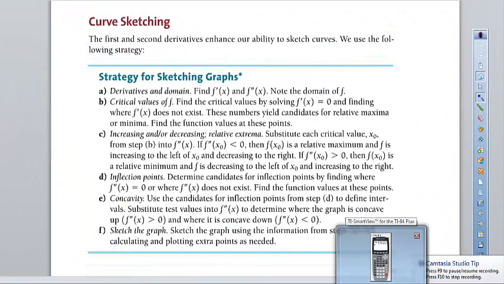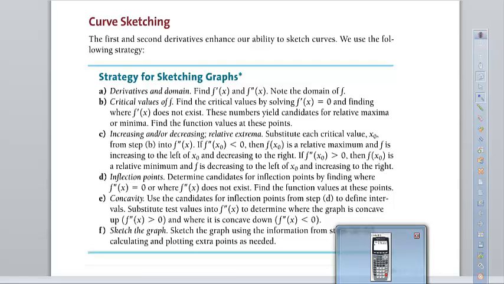Okay. So here are the steps. First of all, it says we're going to find the derivatives and the domain. We'll find f prime of x and f double prime of x. Note the domain of the function. Okay, when we get ready to sketch the graph, we'll look at critical values of f.